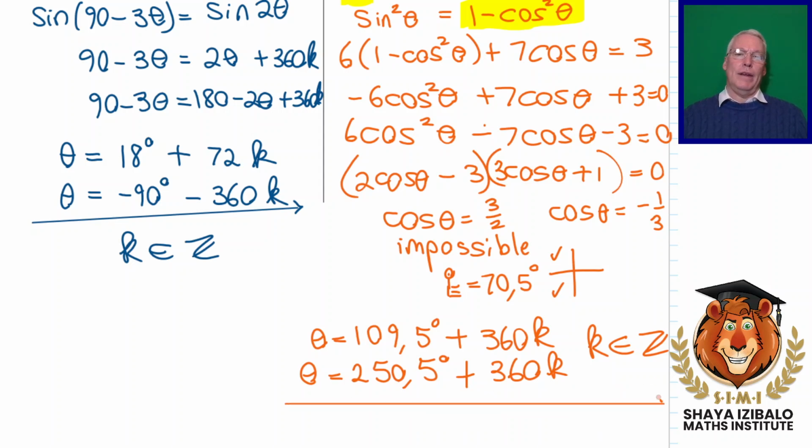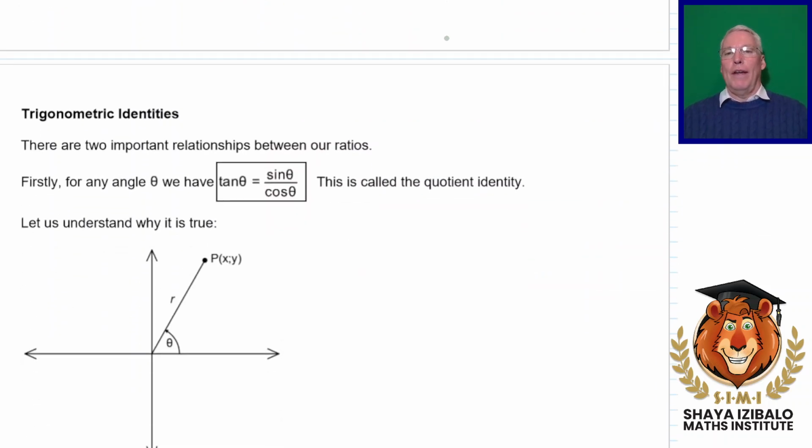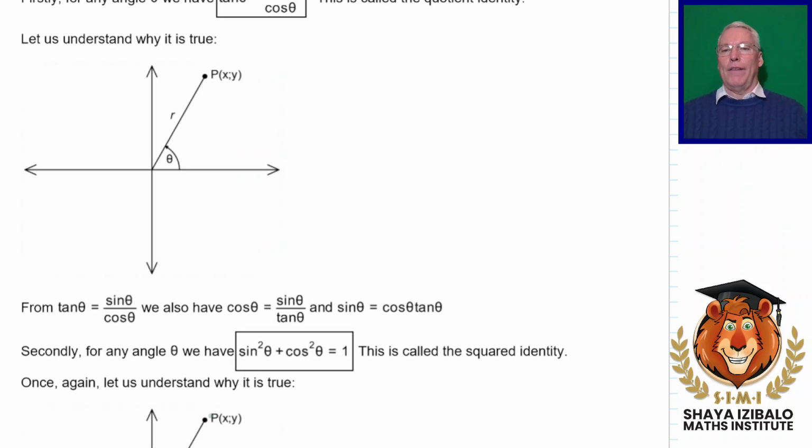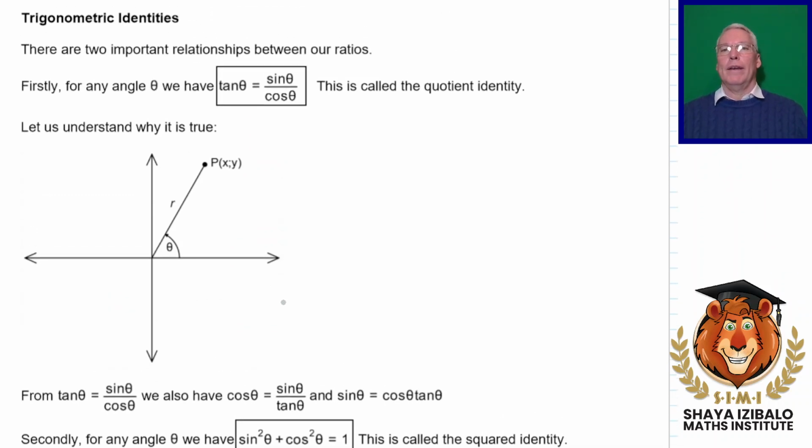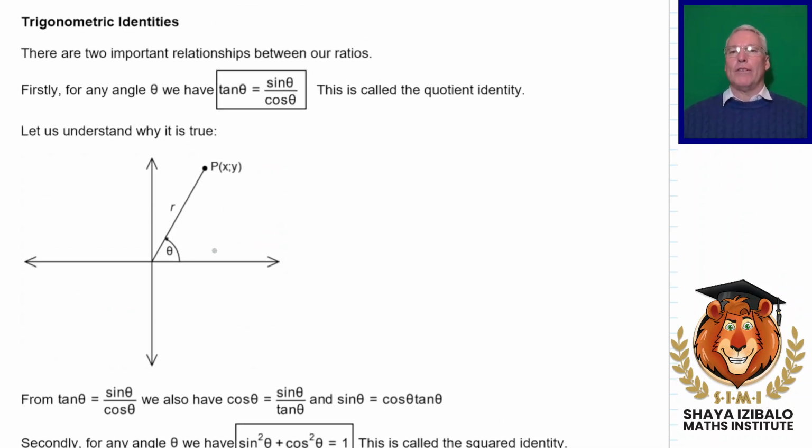Now in this question, and in fact in some of the previous questions, we've used an identity. We've used the two identities that we've come across so far. And those two identities are that tan is sine over cos, and that sine squared plus cos squared is 1. The proofs of those are really straightforward.